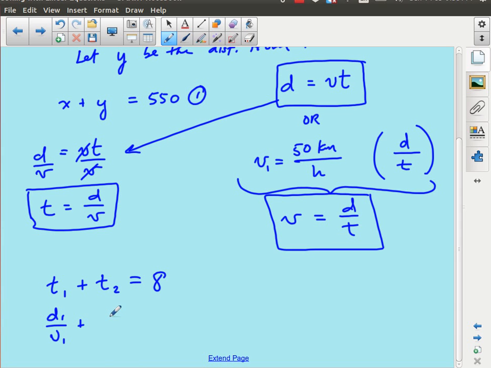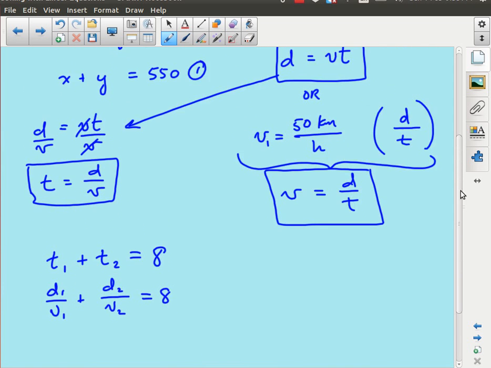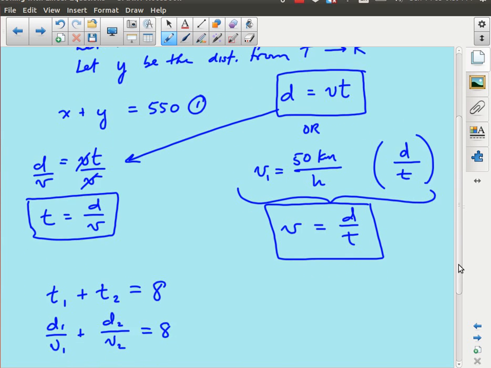T2 is equal to D2 over V2. And that's equal to 8. And we're almost there. Bear with me. What is the first distance? That would be the distance from Toronto to Kingston, which in our equation, the first distance of this trip is represented by the variable y.